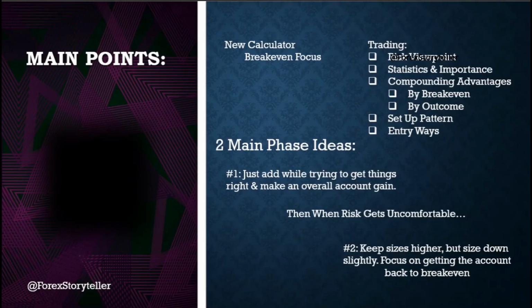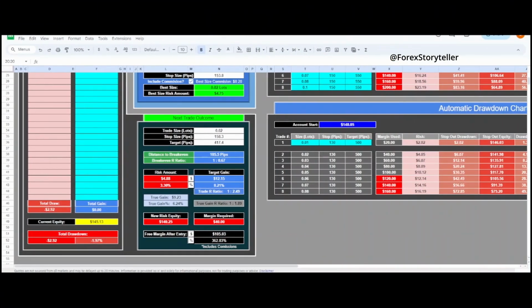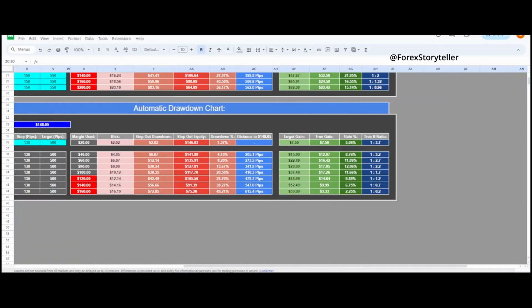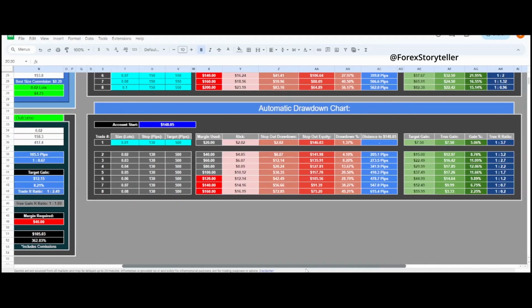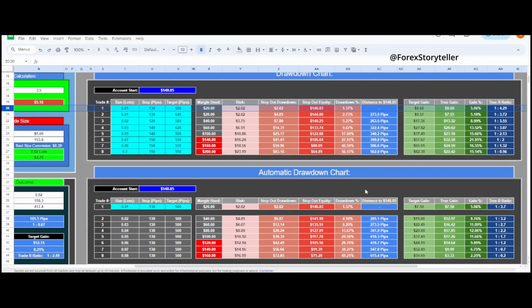where we're going and taking the idea of where we're just trying to add and get things right and make an overall account gain. Now, if we want to go ahead and take a look at that from a risk point of view, basically what I'm trying to do with my trading strategy is doing the compounding. I could show easily with the charts here.